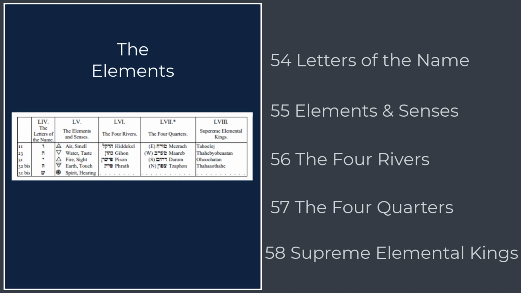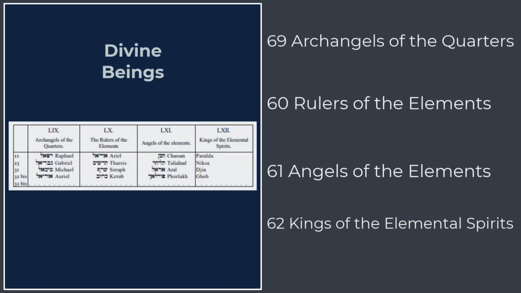The first two columns, the letters of the name, the elements and the senses, have all 5 elements in place. The letters of the name relate to Yehovah or Jesus. And then we have the elements and the senses. The next 3 columns, the 4 rivers, the 4 quarters, and the supreme elemental kings, actually relate to energies around the area of Malkut. This table shows the divine beings, only with the 4 elements and not spirit.